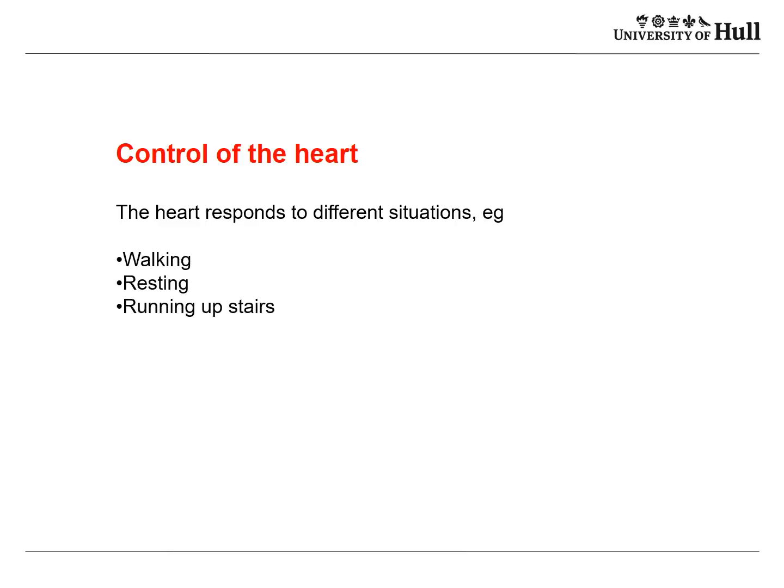So we've briefly reviewed the structure and the function of the heart. Now let's look at how it's controlled. The heart is a homeostatic organ, so it takes part in homeostasis and responds to different situations. For example, walking, resting, running upstairs. It wouldn't be involved in homeostasis if it didn't respond to these in different ways. The heart wouldn't serve us well if it just carried on doing the same thing, whether we were walking or running.